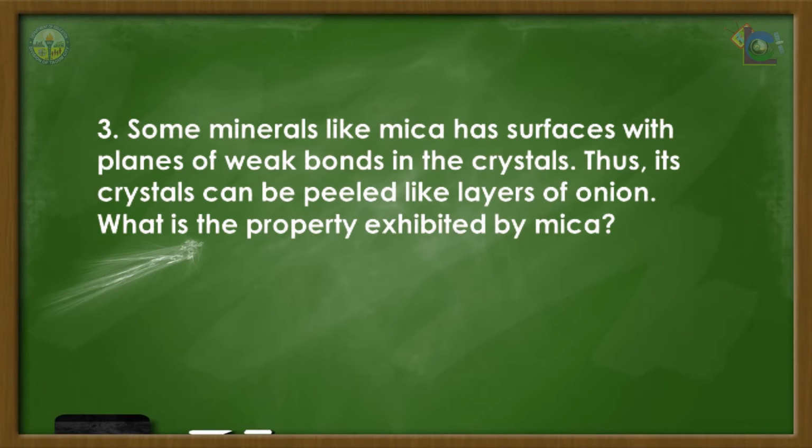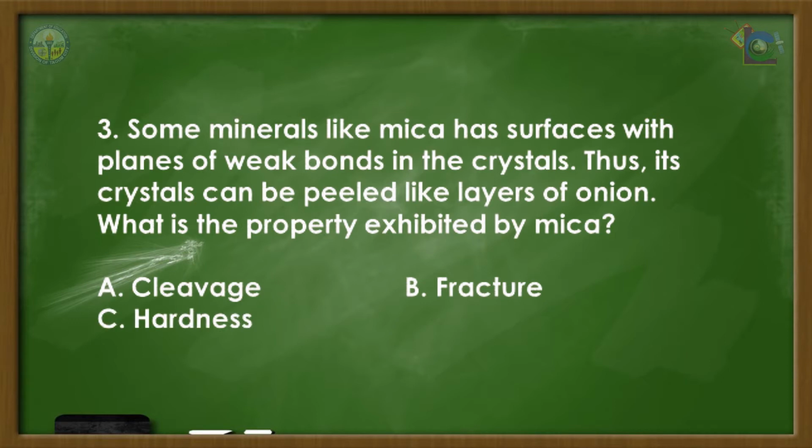Third, some minerals like mica have surfaces with planes of weak bonds in the crystals. Thus, its crystals can be peeled like layers of onion. What is the property exhibited by mica? A. Cleavage. B. Fracture. C. Hardness. Or D. Tenacity. The correct answer is letter A.